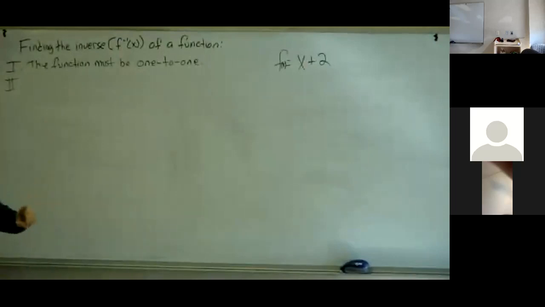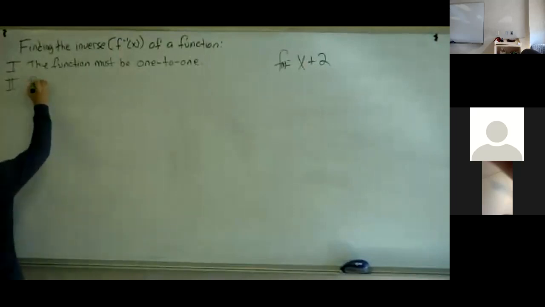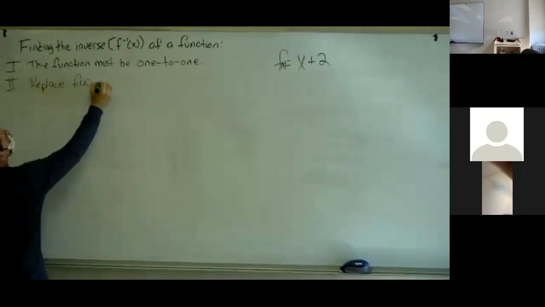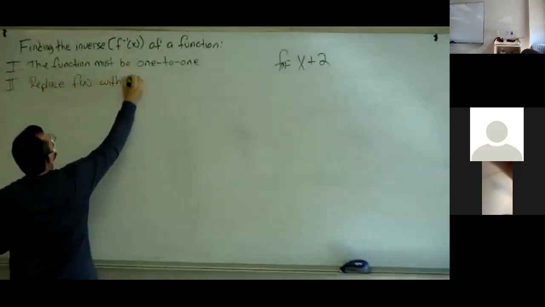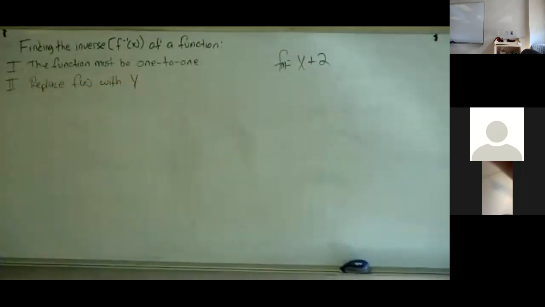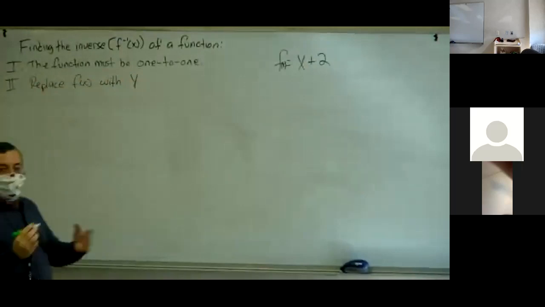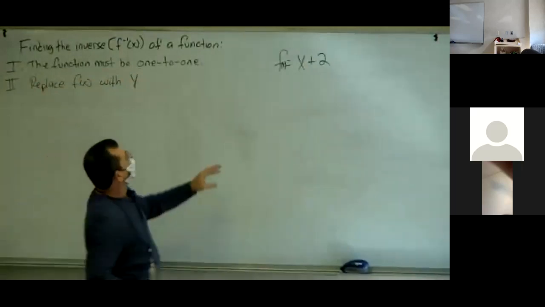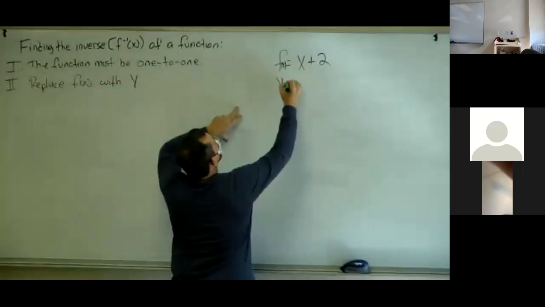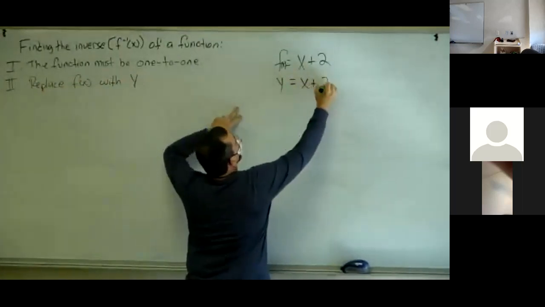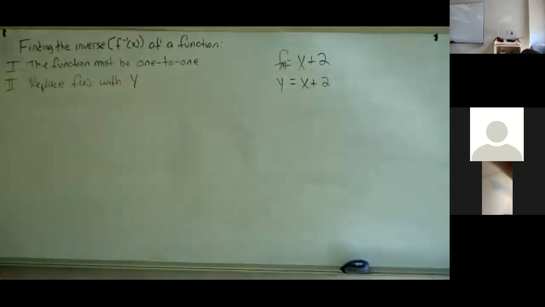So the first thing I'm going to do, I'm going to replace f of x with a y. Remember all along we've been saying that y and f of x are the same thing, but I can't solve it with that f of x in there. So I'm going to come over here and make that y equals x plus 2. So I just replaced my f of x with a y.